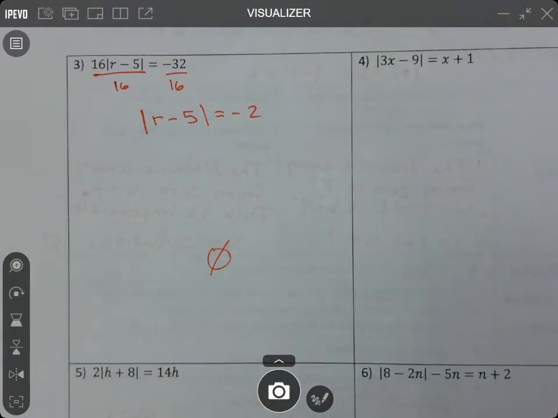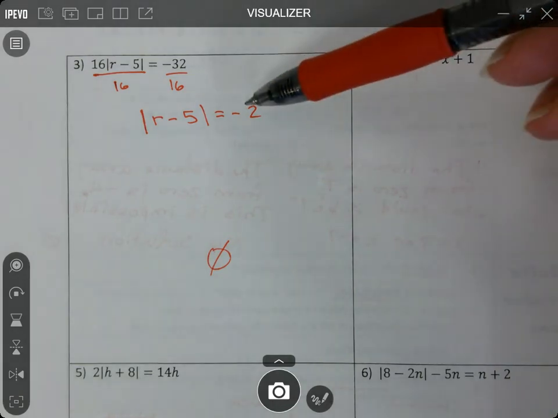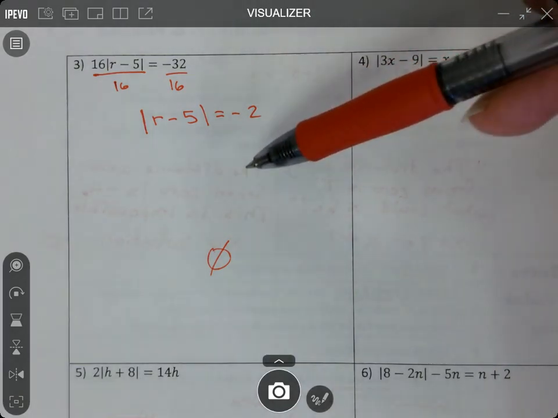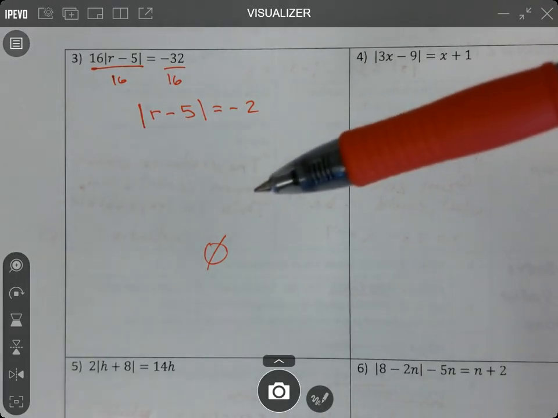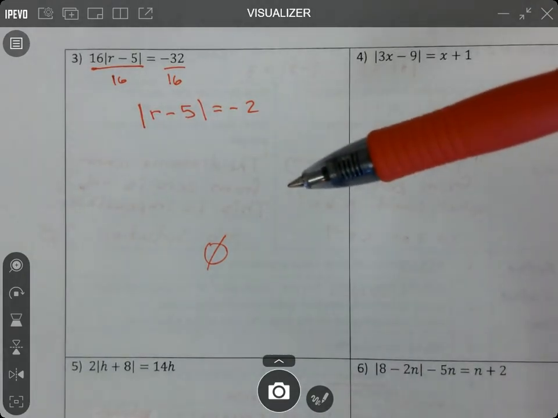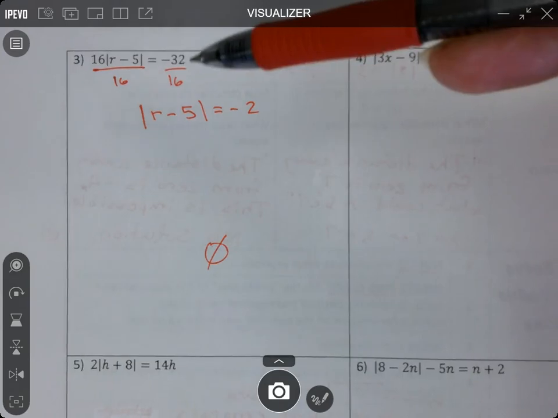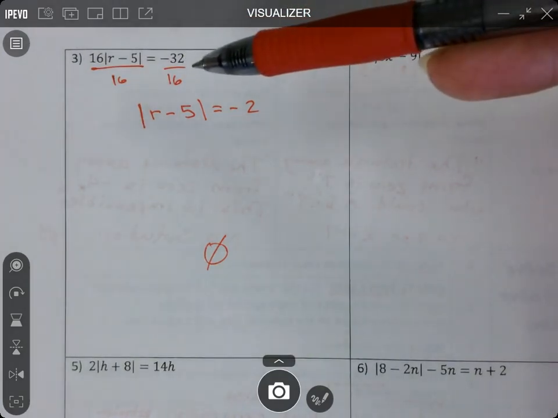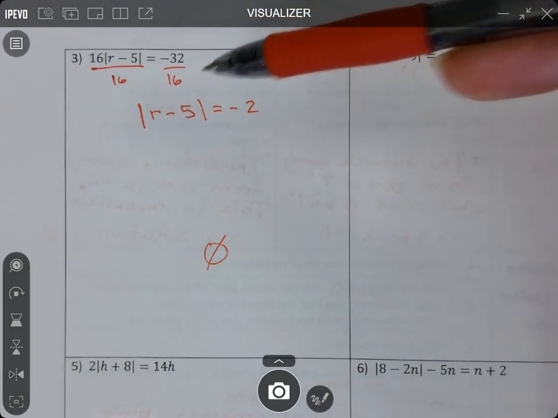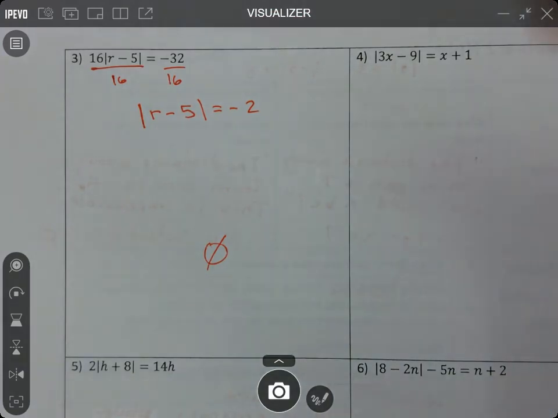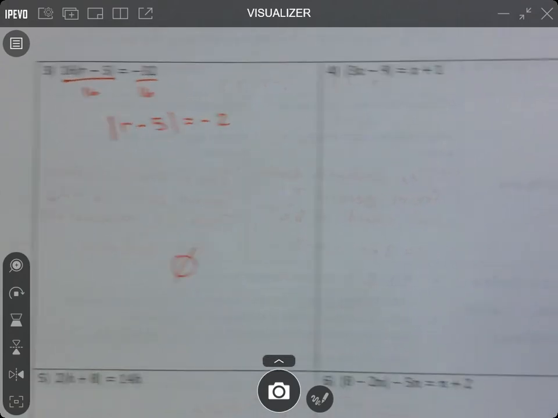Now, I don't want to do all the work, but if you did the work, if you were just not paying attention, you said r minus 5 equals negative 2 or r minus 5 equals 2. If you do the work and you plug the answers you get back in, it's going to tell you you're wrong, okay? So that's one thing, because the absolute value will never equal negative. Okay, what's different in number 4?